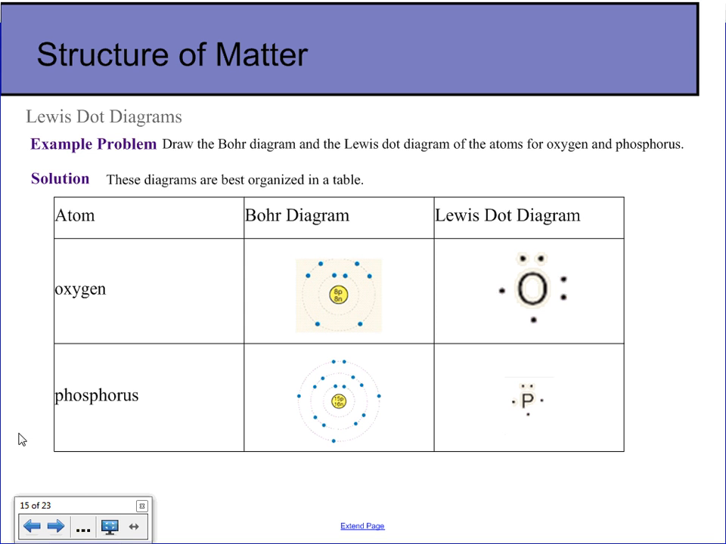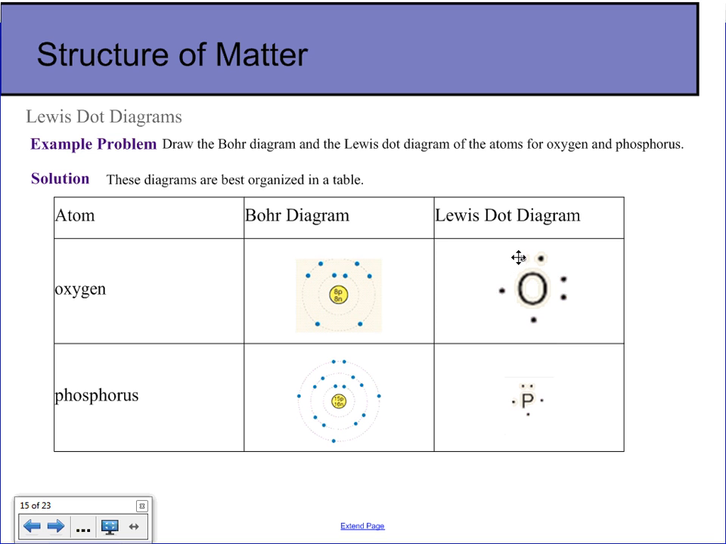So these are best organized in a table. So we've got oxygen. Our Bohr diagram here, we see we've got 1, 2, 3, 4, 5, 6, 7, 8 electrons, but there would only be 6 in the outer valence electron level. So when we draw our Lewis dot diagram, we only have to show 6.